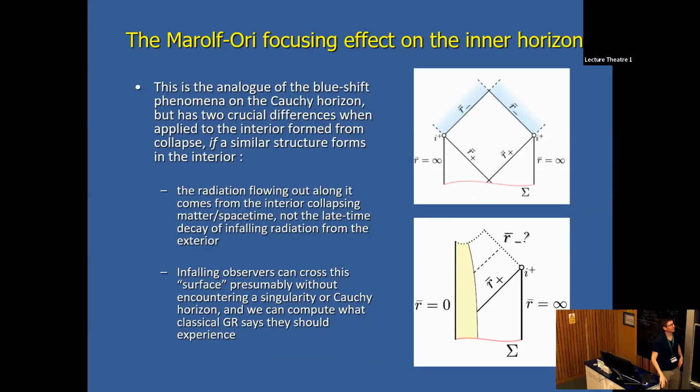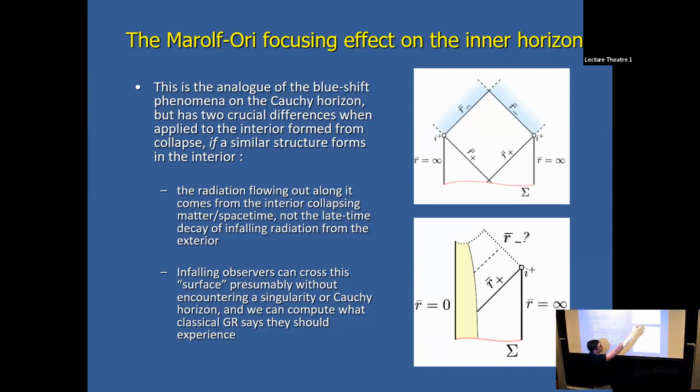Okay, so the last thing I want to talk about is another interesting thing that seems to happen in the interior, and this is the so-called Marolf-Ori focusing effect. This is something that Marolf and Ori asked about 15, 20 years ago. This is an example of the eternal picture again. We know to expect interesting things to happen at the Cauchy horizon because of this blue sheet phenomenon, the infinite blue shift, right? So radiation from the exterior that's falling along the Cauchy horizon gets infinitely blue shifted. And so there's some interesting back reaction that happens.